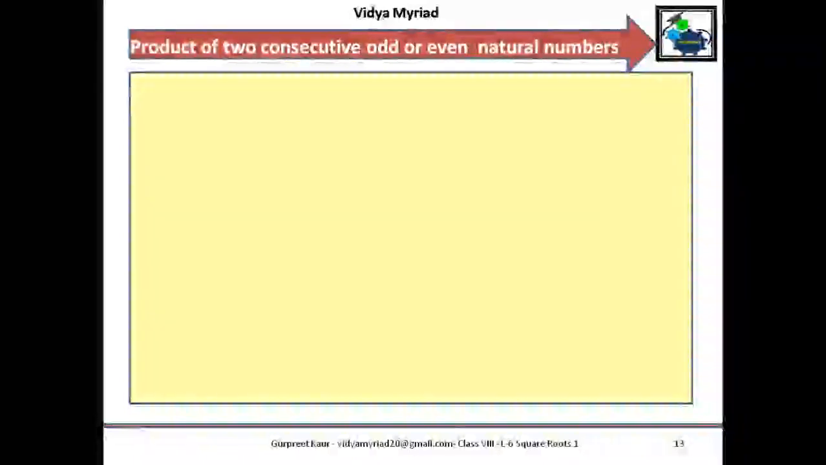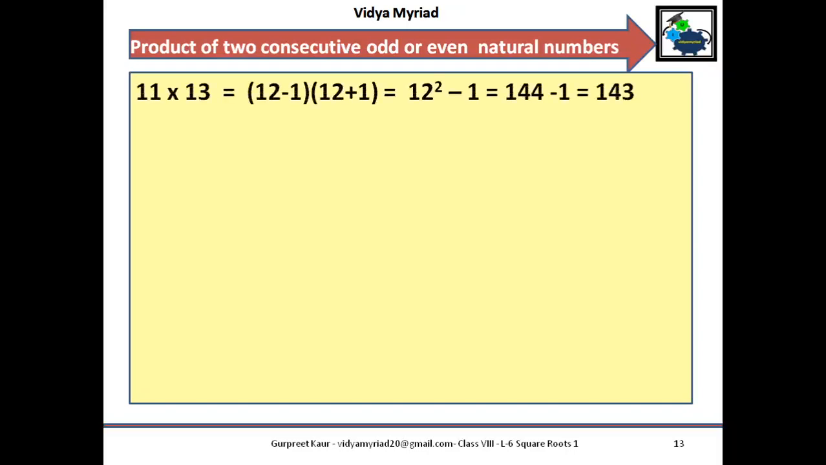Now next, product of two consecutive odd or even natural numbers. We will take either two odd numbers or we will take two even numbers. Now let us begin with 11 and 13. These are two odd numbers. Now it can be written as 12 minus 1, 12 plus 1, which is a square minus b square. It will be 12 square minus 1, which gives you 143.